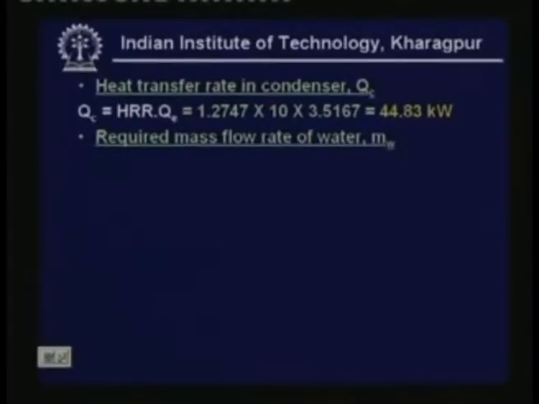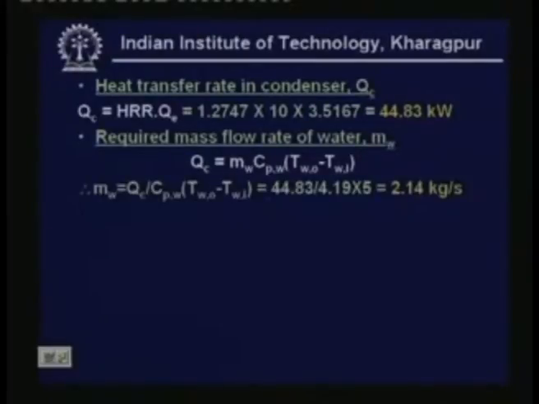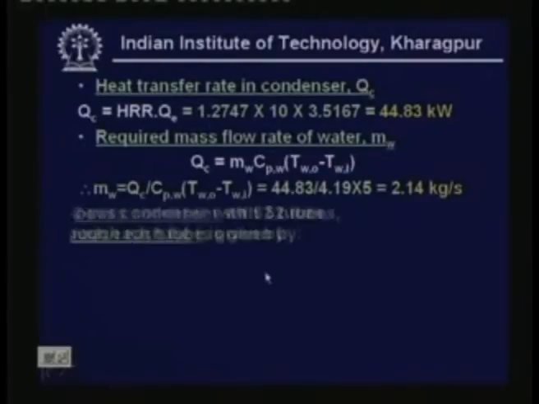Then let us find the required mass flow rate of water. So, from energy balance we can write QC is equal to MW CPW into TWO minus TWI, where MW is the mass flow rate of water, CPW is the specific heat of water, TWO and TWI are exit and inlet temperatures of water. And we know the values of QC, Cp, and the temperatures. So, if you substitute those values, you find that the total mass flow rate of water is 2.14 kg per second. Now, this 2.14 kg per second is distributed in many tubes.